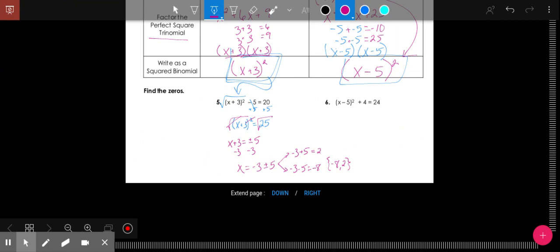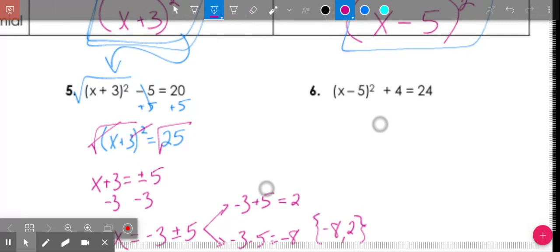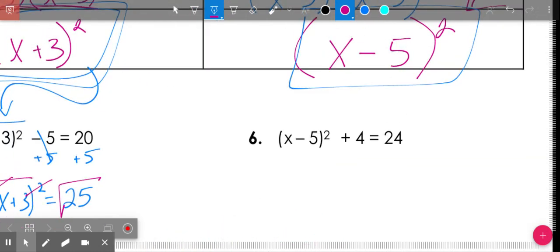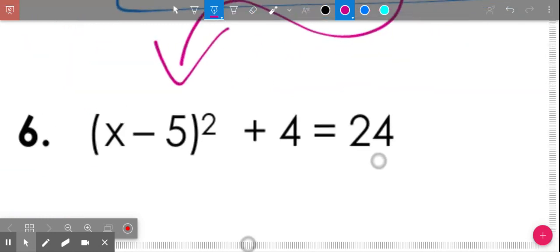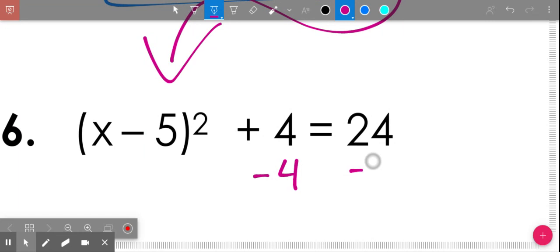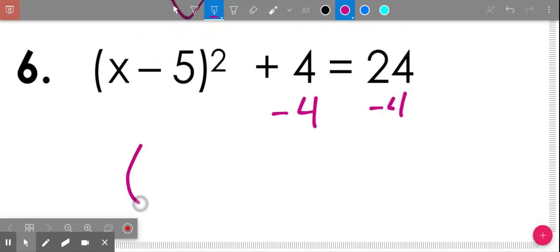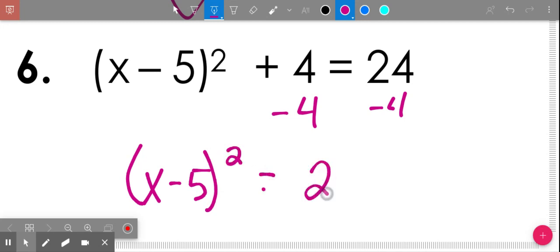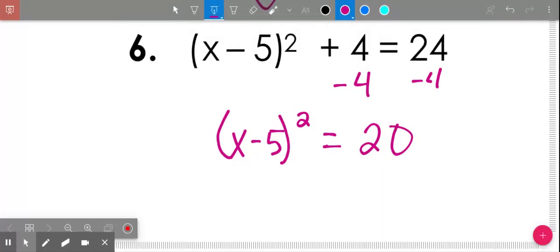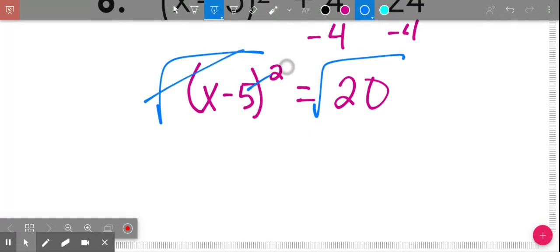Alrighty. We're going to do the same thing with the next one. We have x minus 5 squared plus 4 equals 24. Notice we have that x minus 5 squared, so we can in the end take the square root. So we're going to start by subtracting the 4 over. So we're going to have x minus 5 squared equals 20. So here we're going to take the square root of both sides. Those will cancel, so I'll have x minus 5 is equal to, I cannot take the square root of 20.